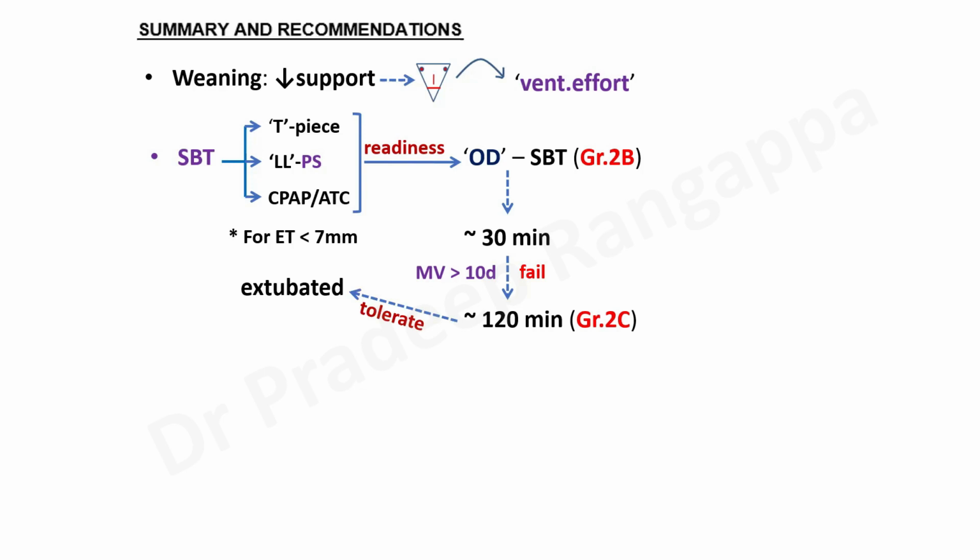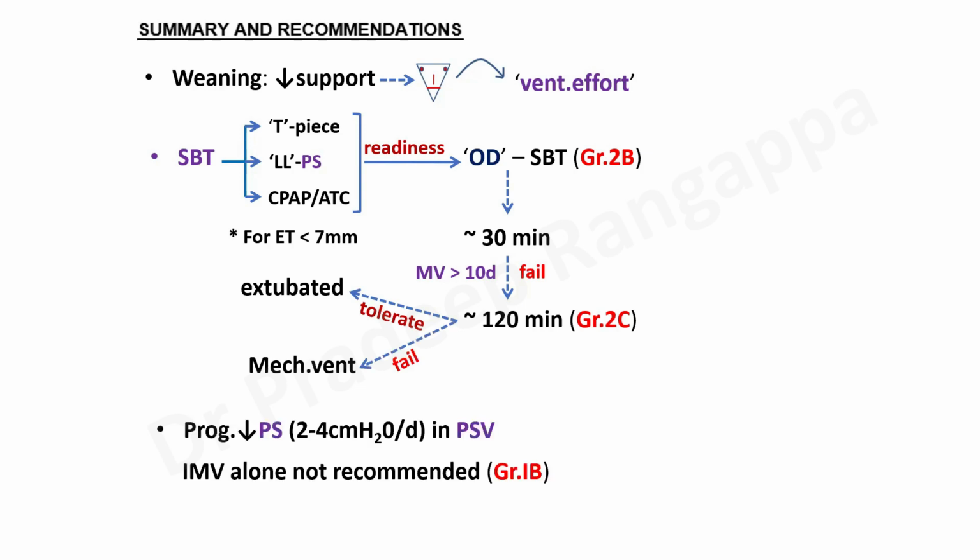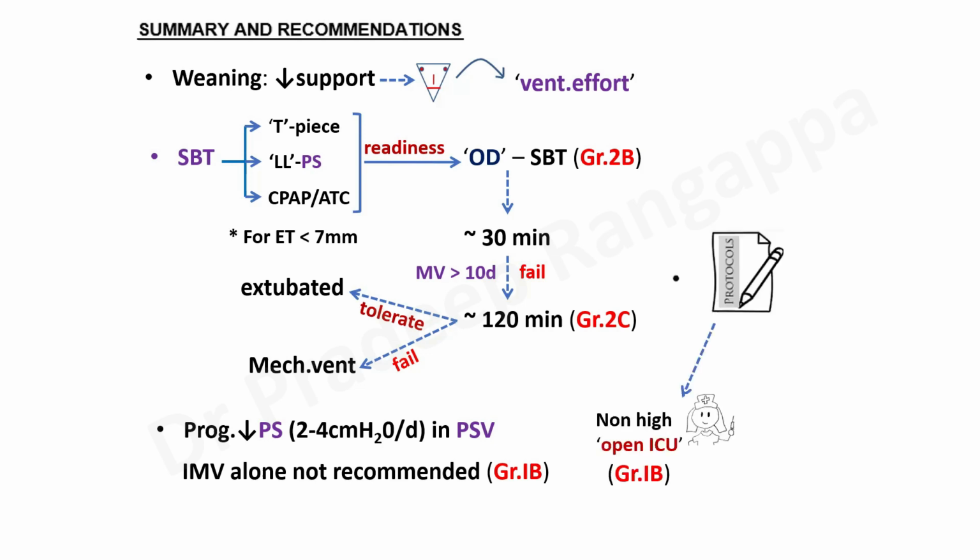If they tolerate 120 minutes of comfortable breathing without getting tachypneic, without hemodynamic instability and without distress, the patient can be extubated. If they fail even after 120 minutes, then the suggestion is that you have to think of alternatives; they may need a tracheostomy if ventilation has gone beyond 10 days. Or one could consider progressive reduction in pressure support, but intermittent mandatory ventilation alone is not recommended. And that is grade 1B. It is a strong recommendation that intermittent mandatory ventilation not be used as a weaning protocol.